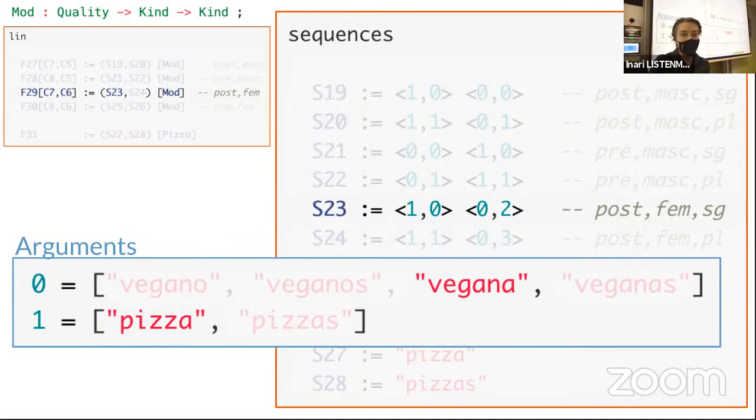So again, we put that into this first field of the tuple in this concrete function, because that concrete function returns a kind, and kind has two fields. So this is how we construct the singular version of vegan pizza. And now the plural version of vegan pizza.